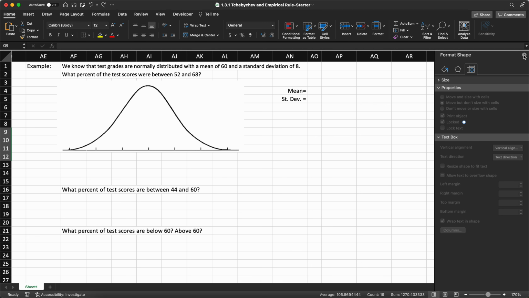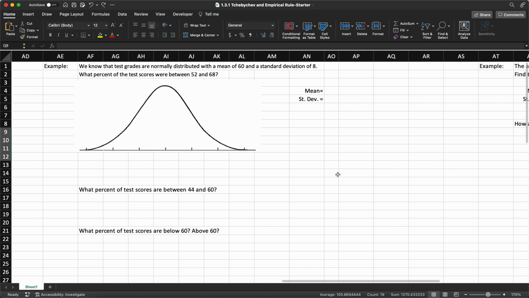In this video, we're going to talk about how to go through some examples that use the empirical rule or Tchebychev's theorem to answer the question. So here's our example. We know that test grades are normally distributed, and I see this phrase, normally distributed, and that's telling me I can use the empirical rule, and we're told we have a mean of 60 and a standard deviation of 8.